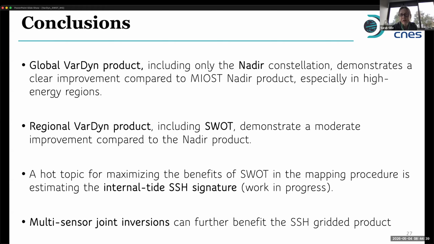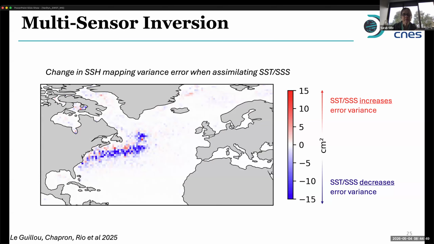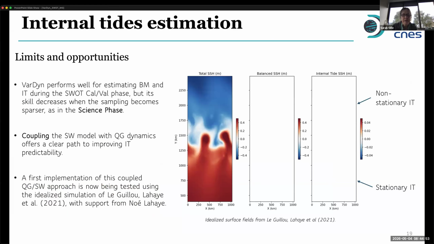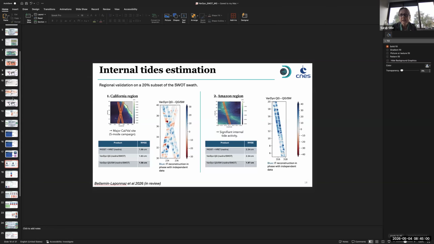Can I ask about resolution? You show these beautiful images where the VarDyn resolution clearly looks better than the resolution of the gridded products. But of course, some of that could just come from the resolution you're mapping onto. What do you think the effective resolution is?